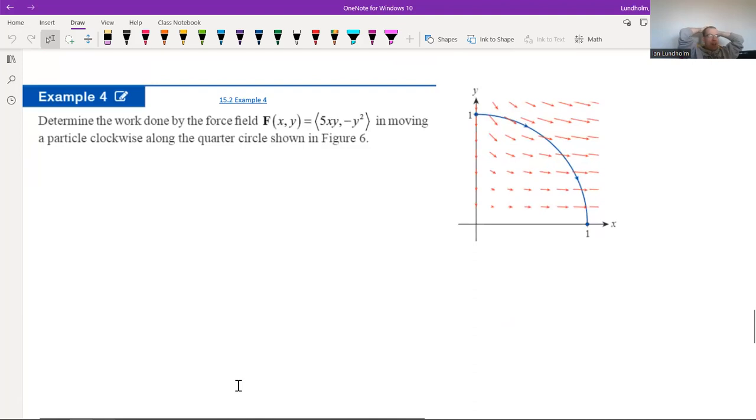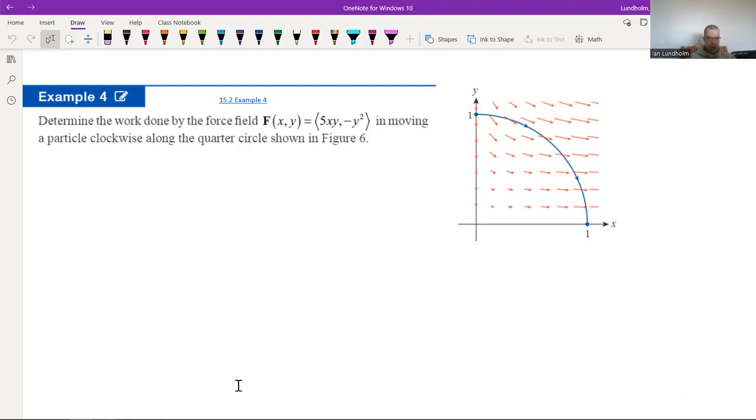Example number 4 here. Determine the work done by this force field moving a particle clockwise along this quarter circle. So dot products are really good for computing work. And so we're going to see what this force field does in terms of helping to propel this particle along this trajectory.